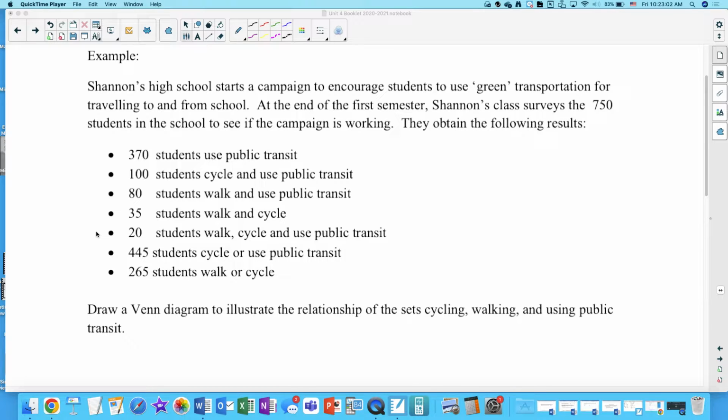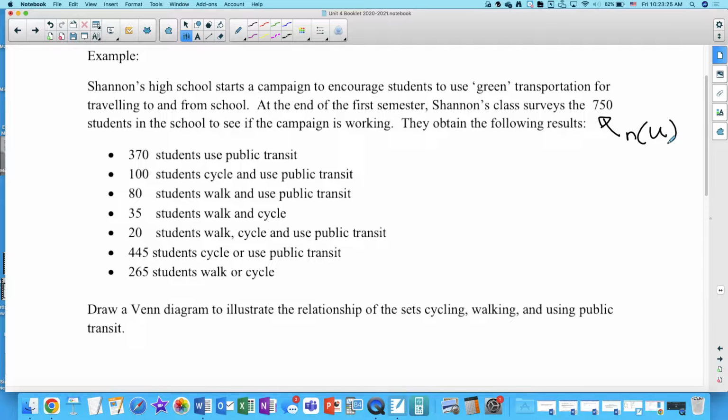So here's all our clues, although there actually is one clue already given to us just in the first paragraph. Does anyone know what we should probably be paying attention to in the first paragraph? Yeah, the 750, right? So this is essentially the number of the universal set is 750. Everything in the Venn diagram needs to add up to 750. Okay?